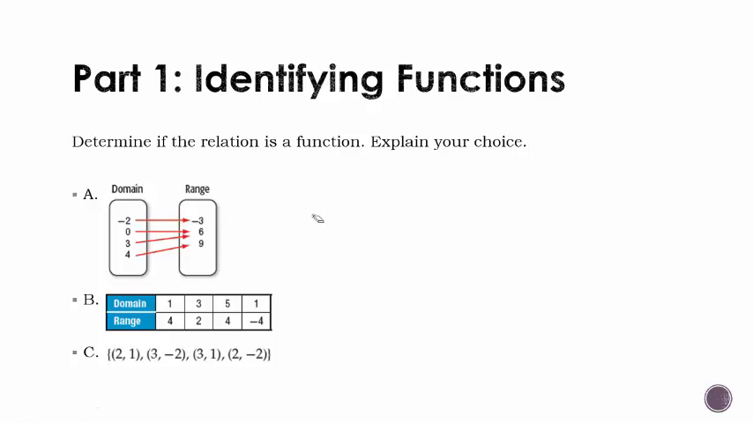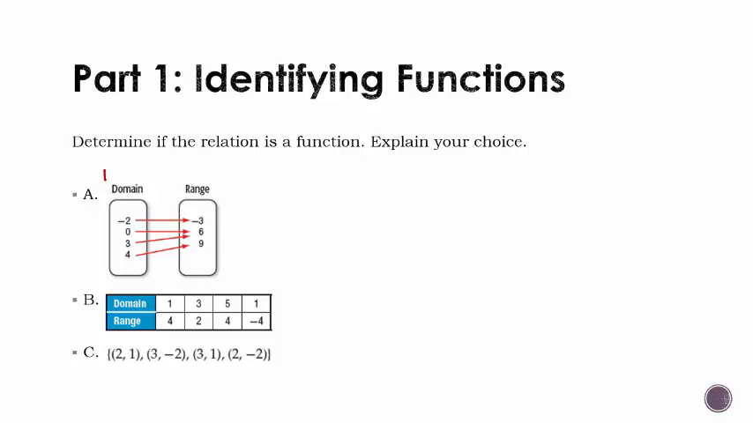So you'll have some problems like this where you have to determine if the relation is a function. And what you're looking for is if I plug something in, do I get only one thing out? So if we look at our domain and range here, if I plug in -2, I just get out 3. If I plug in 0, I just get out 6. If I plug in 3, I just get out 6. If I plug in 4, I just get out 9. Now one thing that messes people up is the fact that this 6 is here twice. But it doesn't matter that 2 different things go to the same number.